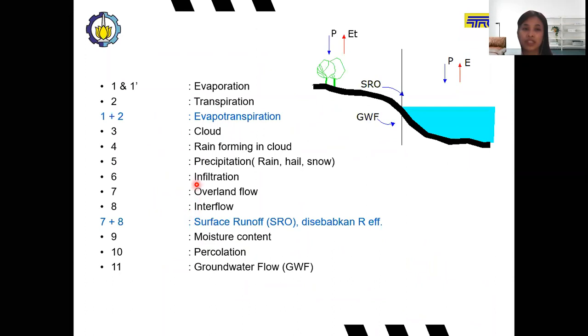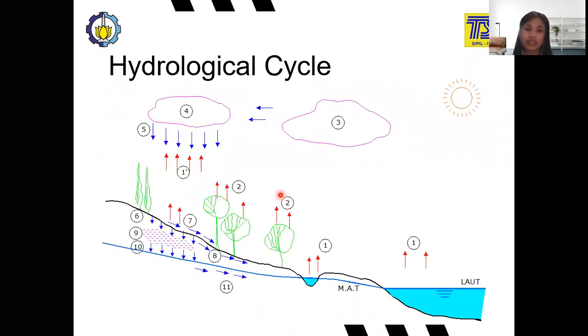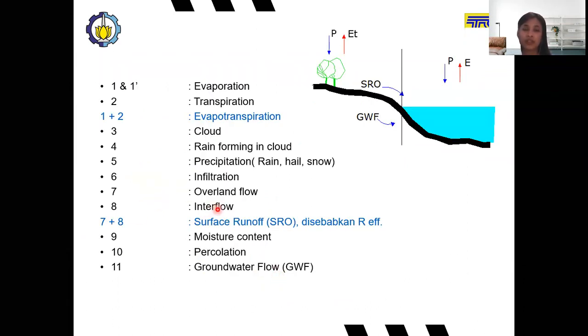So the differences here: number 6 is going inside the ground, and it is called infiltration. But number 7 is going through the surface of the soil, and it is called overland flow, the flow above the land. And there is number 8, interflow. Interflow is like a groundwater flow, but it is above the water sea level. Like here we have the water sea level, and it is still above that. It is called the interflow.